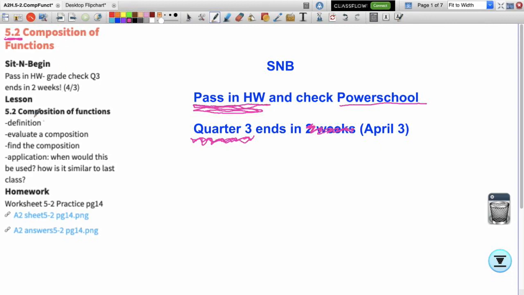Today, we're going to really talk about what is composition. So, what is the definition of a composition of functions? How do we write it with symbols? Because there's actually specific symbols for it. How can we evaluate it? Okay, which is a little different than simplifying somewhat. How can we find if two functions are compositions of each other? And then when would this be used in real life? How can we apply it?